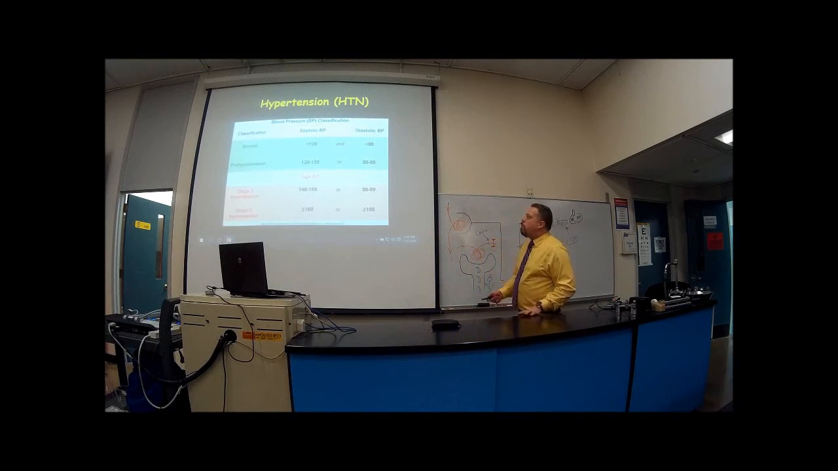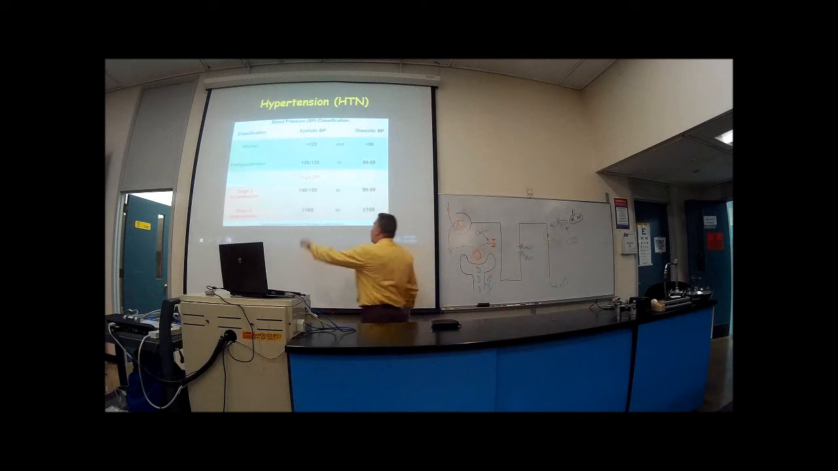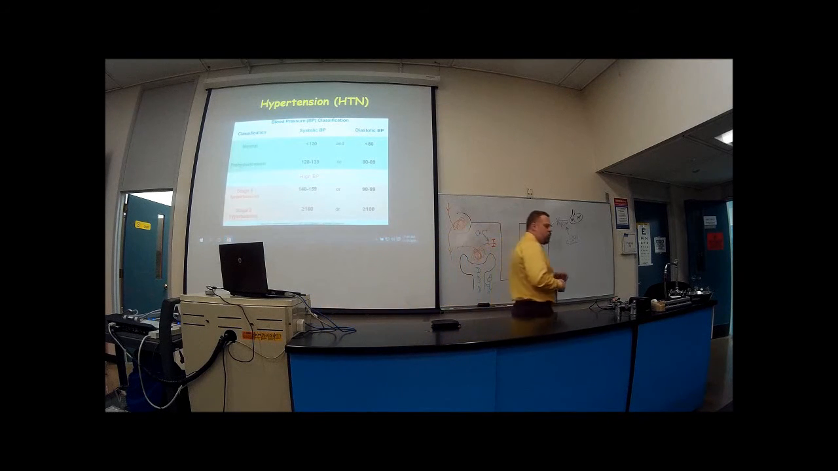Okay? So you can break it up there, all right? Pre-hypertensive is 120 to 139 over 80 to 89. High blood pressure is anything 140 over 90. And they break it down into these other groups too. Okay, stage 1 and stage 2.